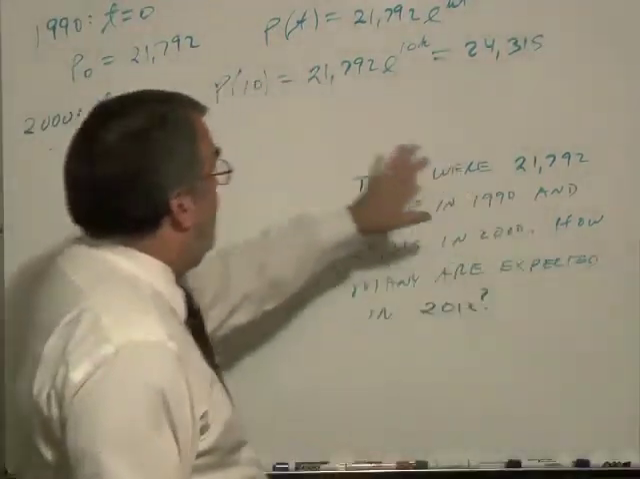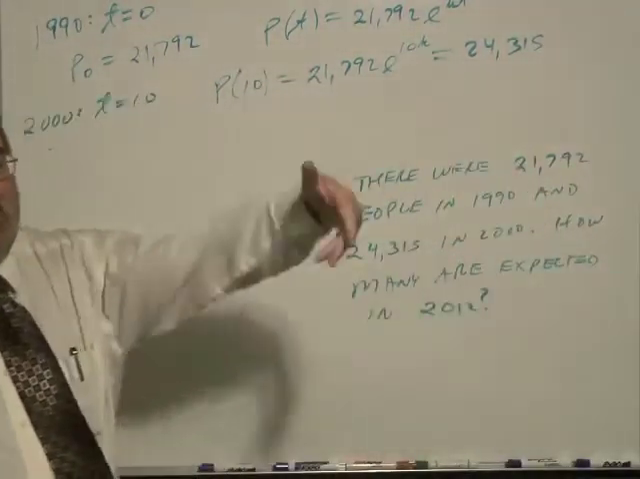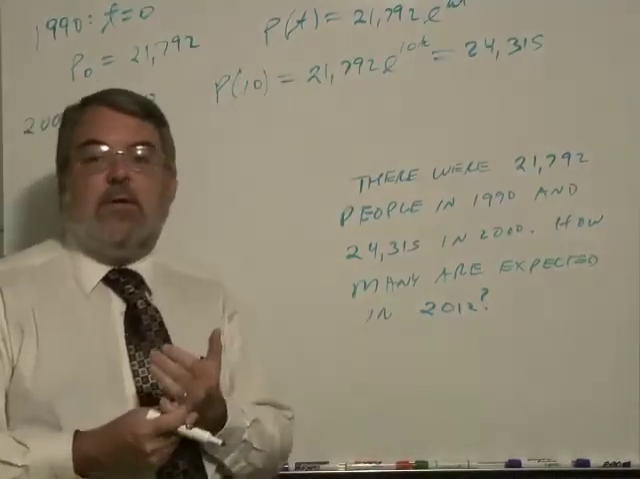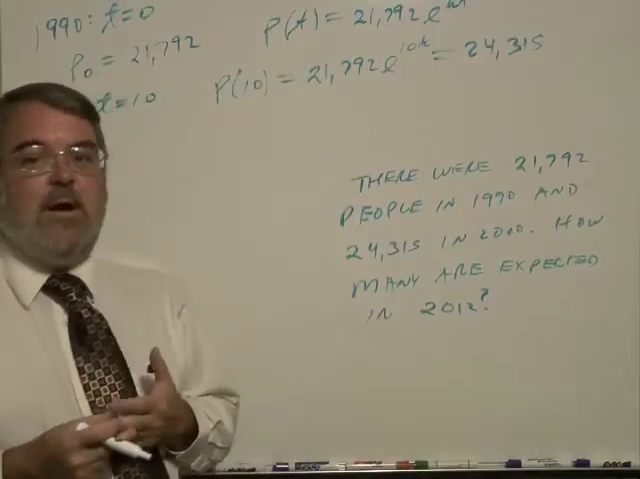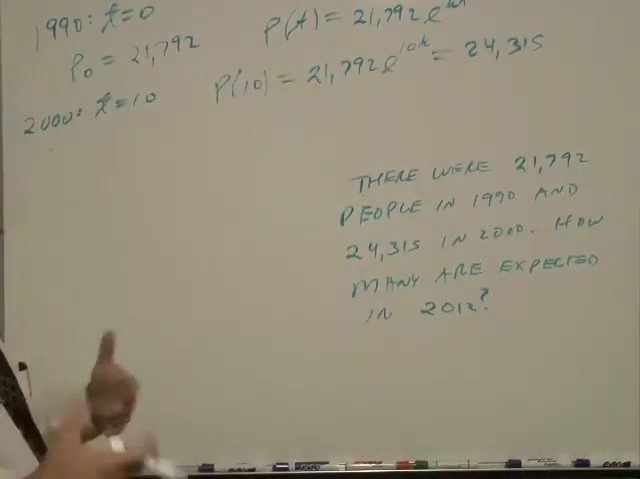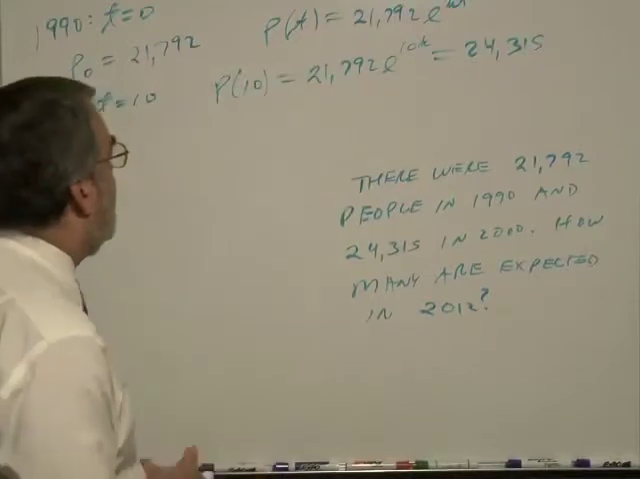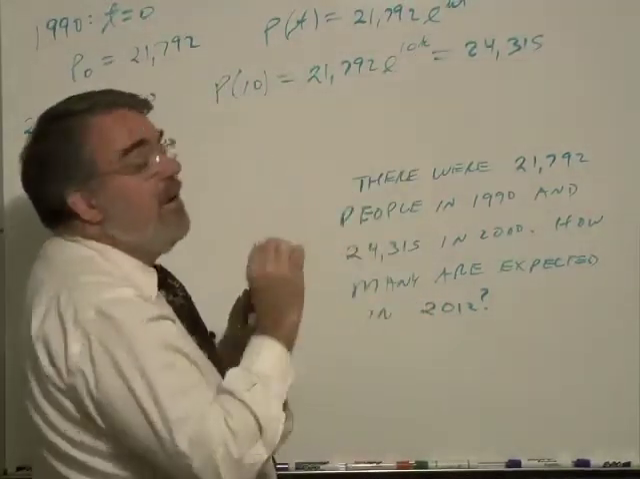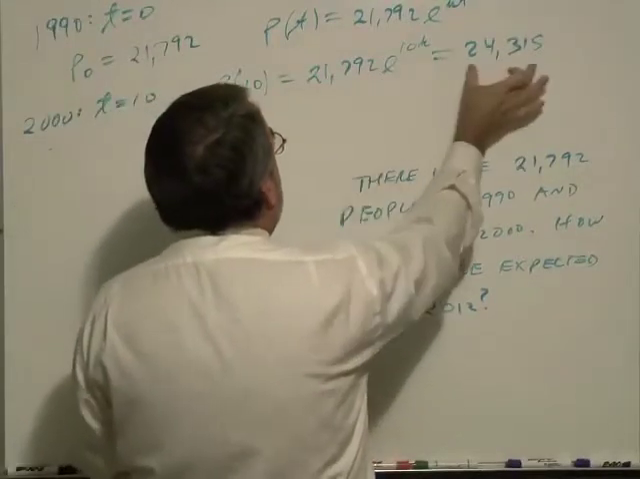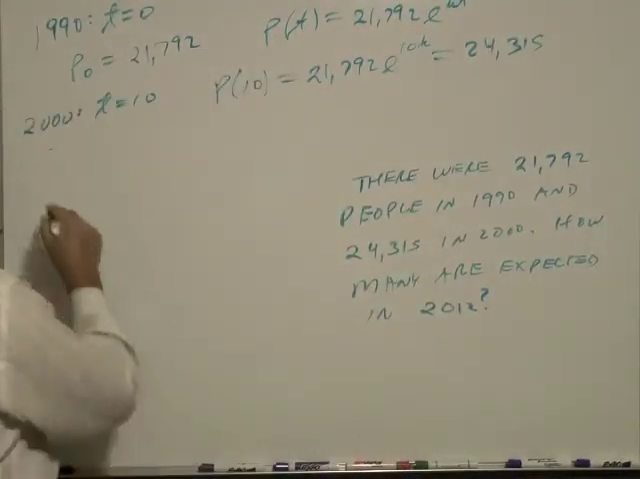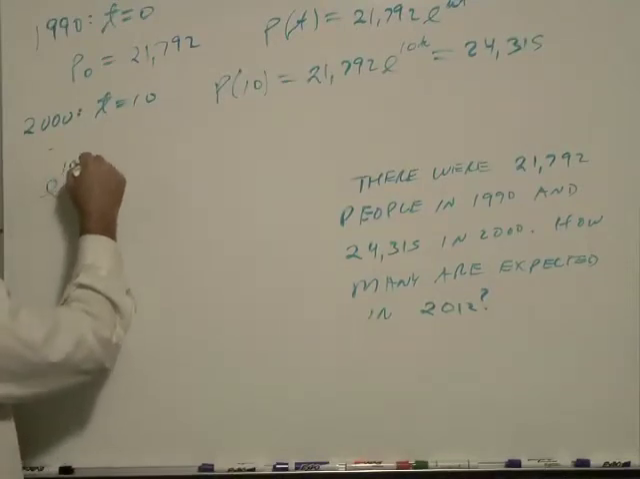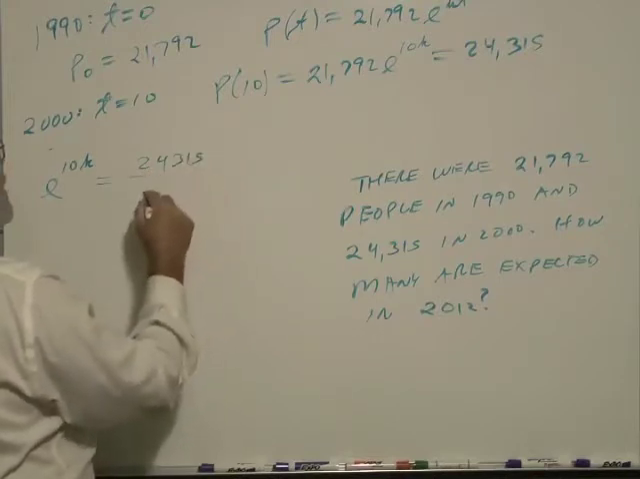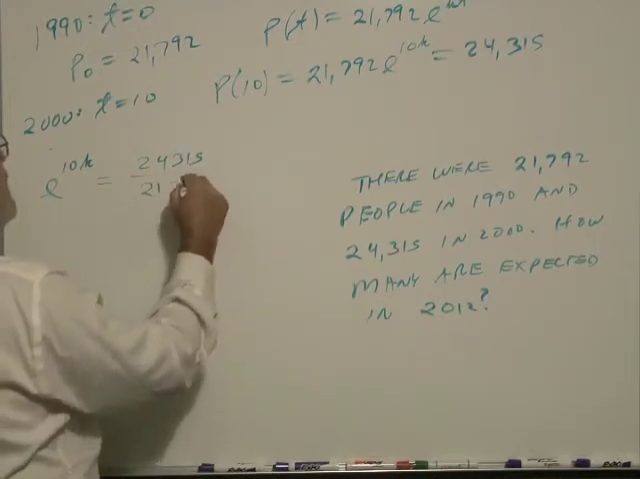Now then, to solve this problem, I also wanted to go through it to kind of review solving exponential type equations, because we'll use logarithms a lot this quarter, exponential functions a lot. And so this is also a good review in case you need it. Right, to solve for k, my growth constant, I need to divide both sides first by 21,792. So e to the 10k is 24,315 divided by 21,792.